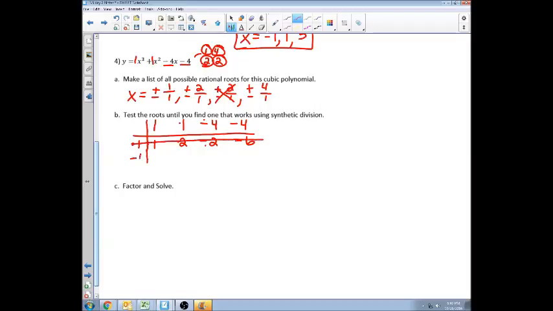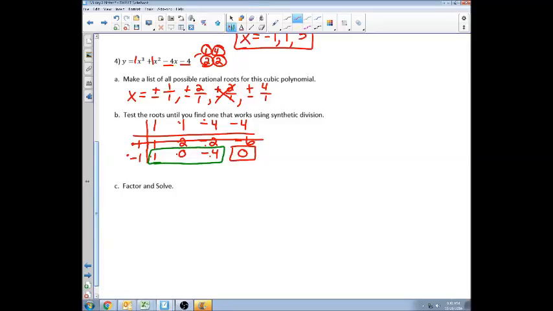So I need to move on to the second choice, which would be negative 1. Again, drop your 1. 1 times negative 1 is negative 1. Negative 1 plus 1 is 0. 0 times negative 1 is 0. 0 plus negative 4 is negative 4. Negative 4 times negative 1 is positive 4. 4 minus 4 will be 0. So 1, 0, negative 4 will work because I had a remainder of 0.